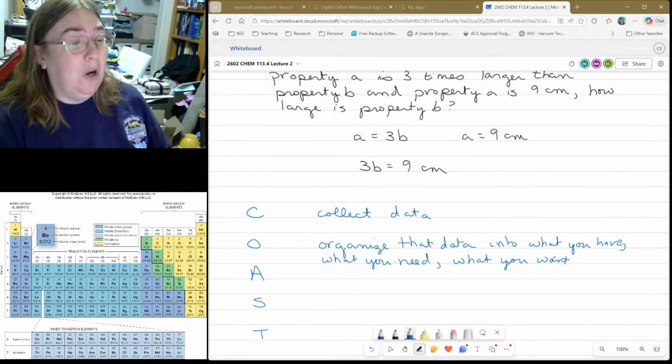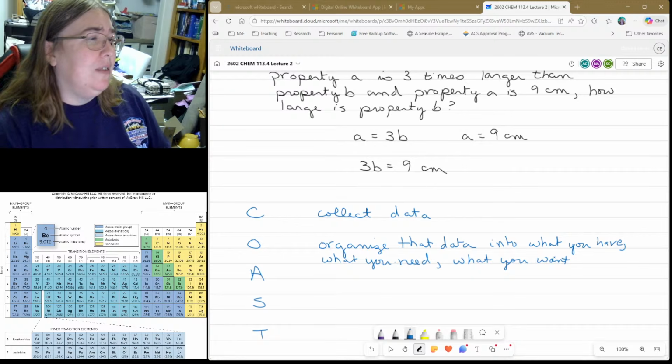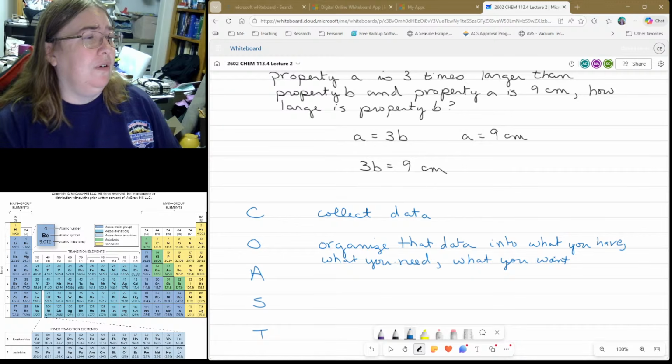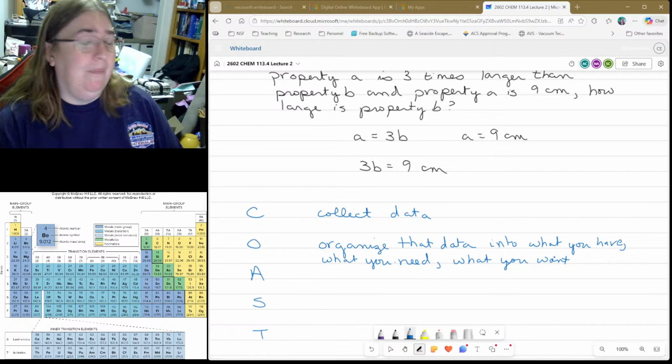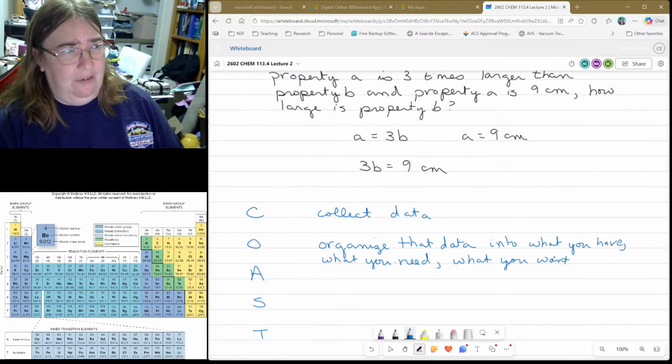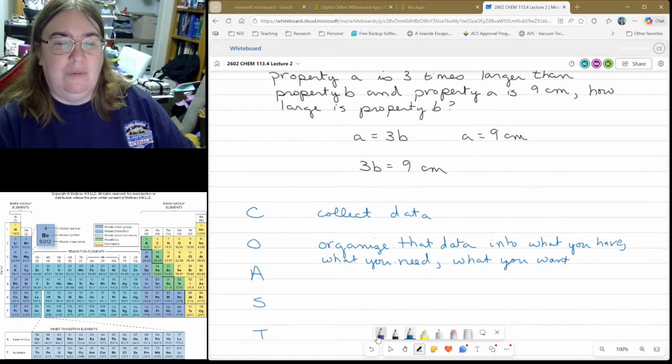What you have is what the problem gives you. What you need may be certain conversion factors, certain values that you're going to look up in tables, and things that you have to look up. What you want is what's the answer that the problem is asking for. So in this case, the answer is how large is what I want. So what I want for this problem up here is how large is property B. That's what I want.